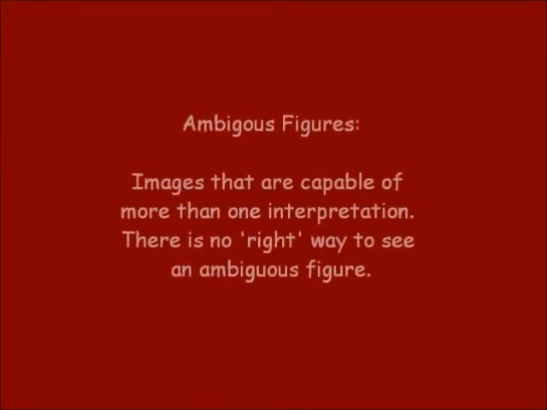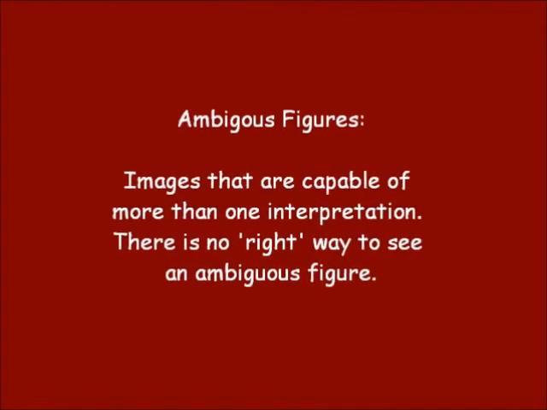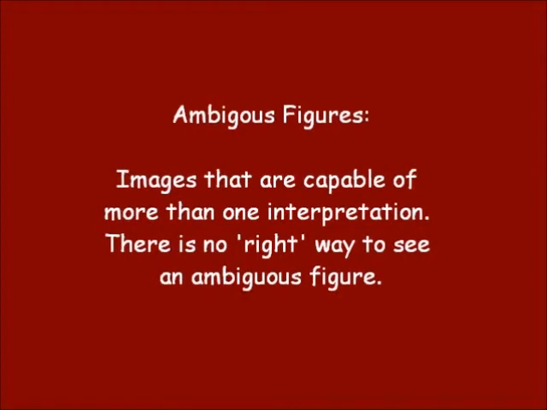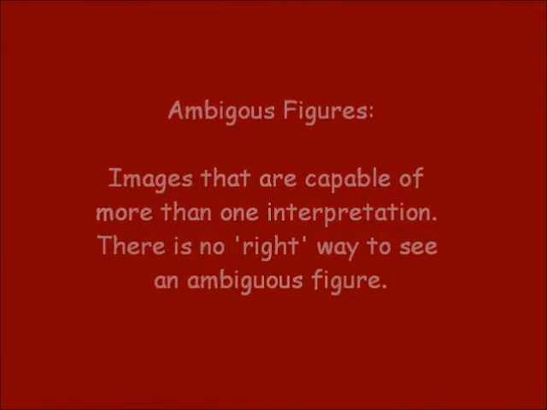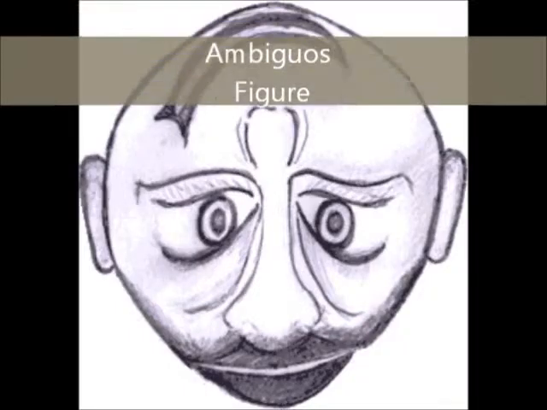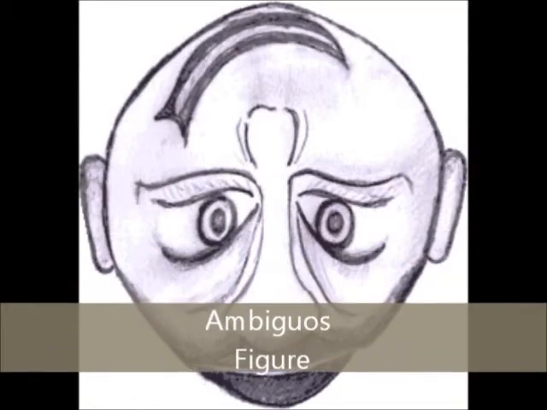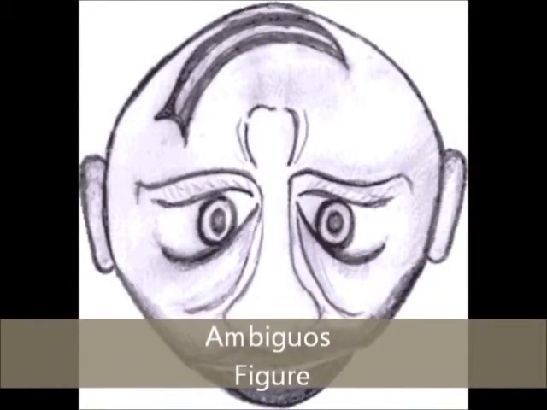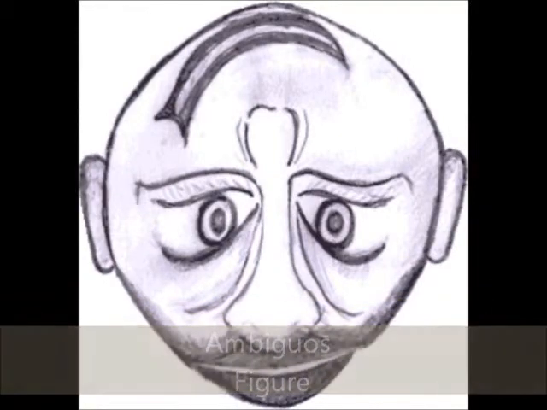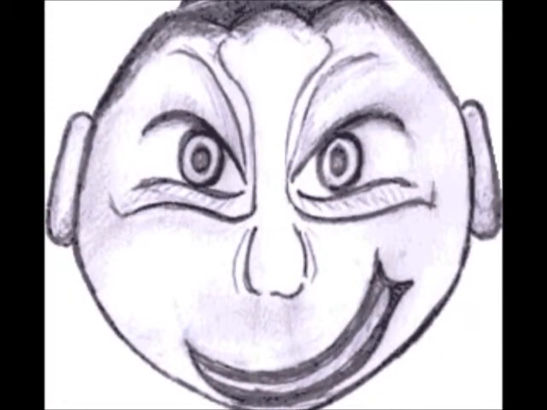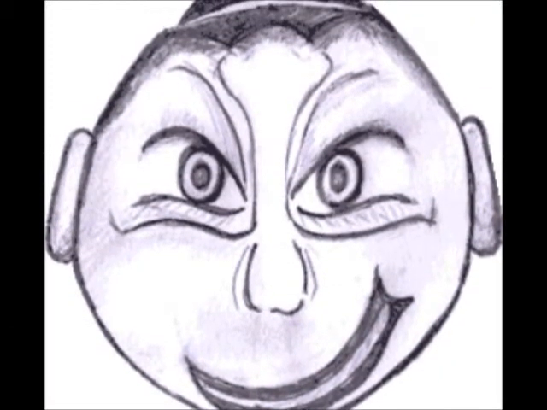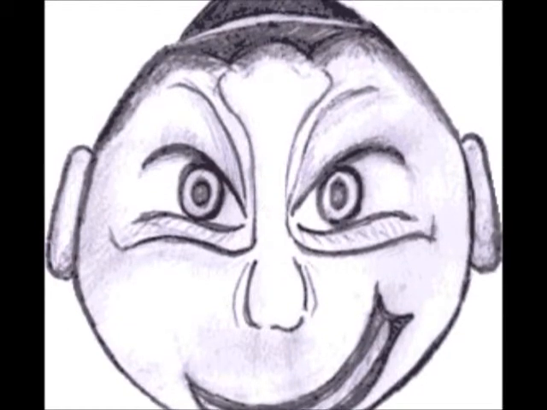Other. Ambiguous figures. Images that are capable of more than one interpretation. There is no right way to see an ambiguous figure. In this picture, we see a depressed and sad looking man, while if you turn this picture around, you see a mischievous boy. So you can look at it as the mischievous boy or the depressed man. There's no right or wrong way.